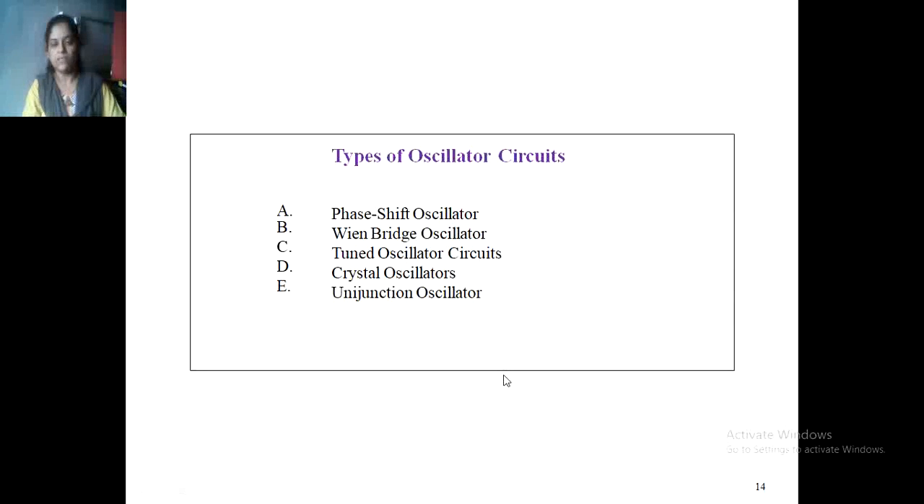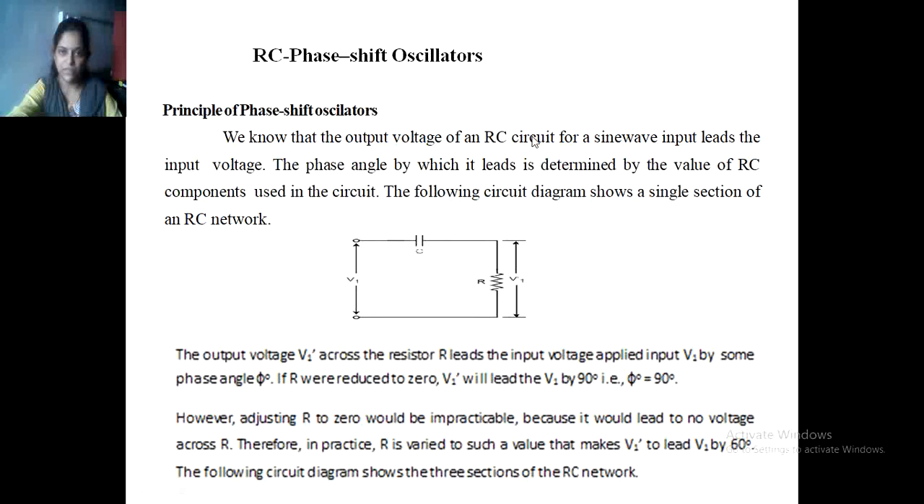Then let us see the types of oscillators. For this chapter we are going to see the 5 types of oscillators: phase shift oscillator, Wien bridge oscillator, tuned oscillator circuit, crystal oscillator, and unijunction oscillator. Let us see the oscillators one by one, because we have seen what is meant by an oscillator, which types of oscillators there are, and which type of oscillation is produced by the oscillator. So let us see the phase shift oscillator.